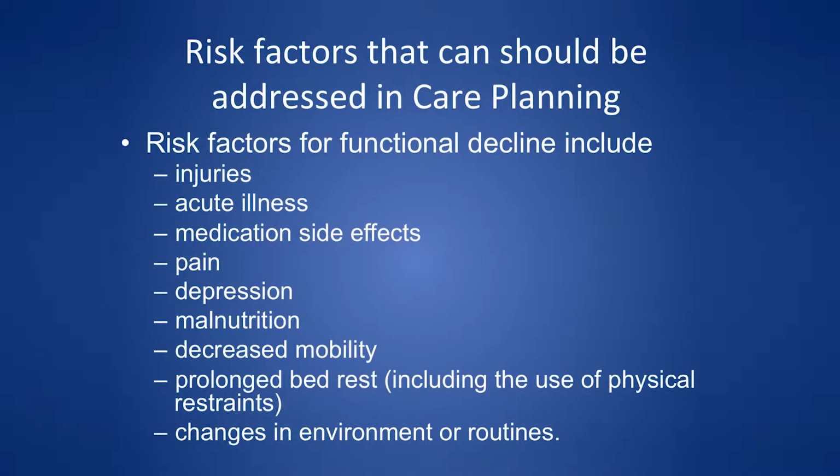Okay, so risk factors that should be addressed in care planning. For functional decline, these are the other things. Again, depression. The reason why she had functional decline is because she was pretty depressed. So we need to deal with that depression as part of that. Pain, medication side effects, acute illness, injuries, decreased mobility, prolonged bed rest, including the use of physical restraints, and then change in environments and routines.